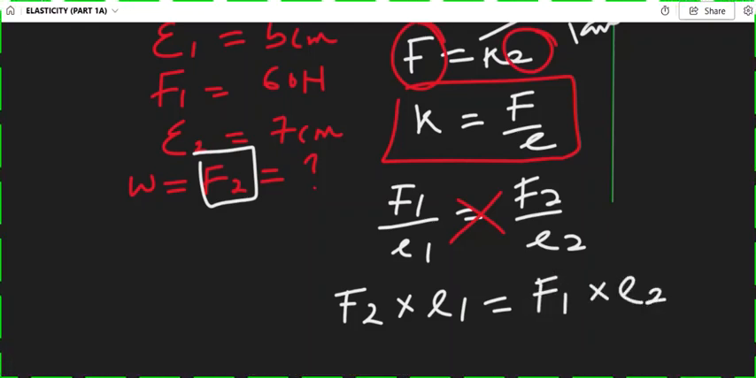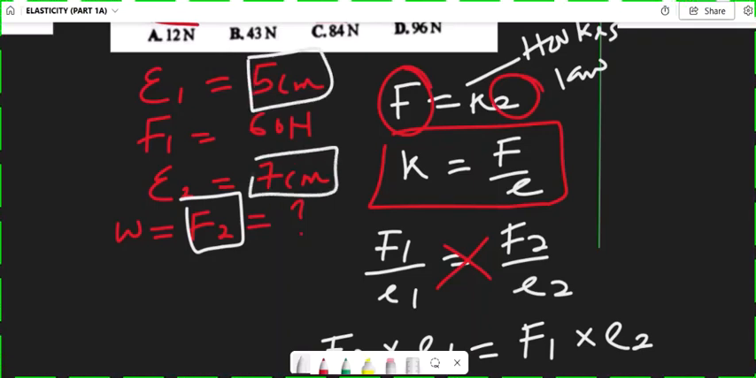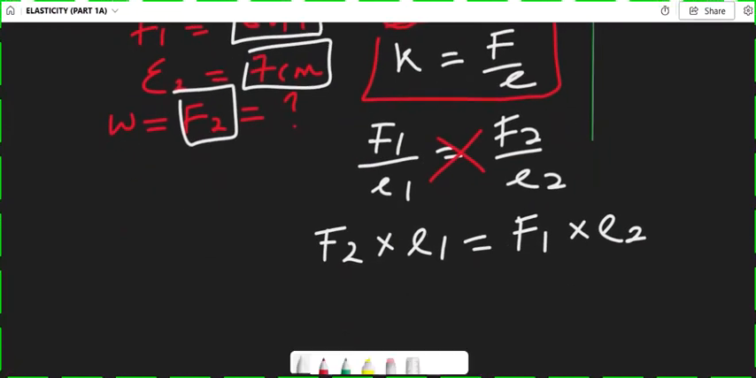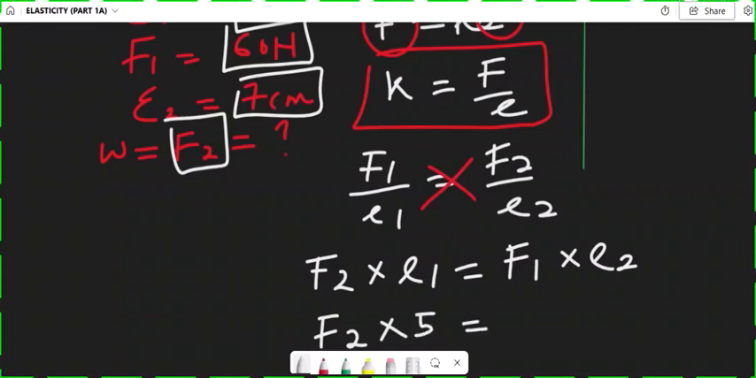And you know, you're already given that our F2 is what you are looking for. Then we are given our E1 as 5 centimeter, our E2 as 7 centimeter, then our F1 as 60 newton. Just put that there. So my F2 is what I'm looking for. I'm multiplying it by my E1, which is given as 5 centimeter, and it equals my F1, which is given as 60 newton, times my E2, which is given as 7 centimeter.